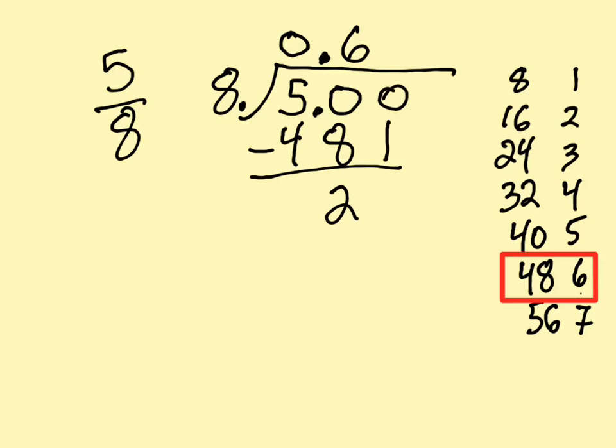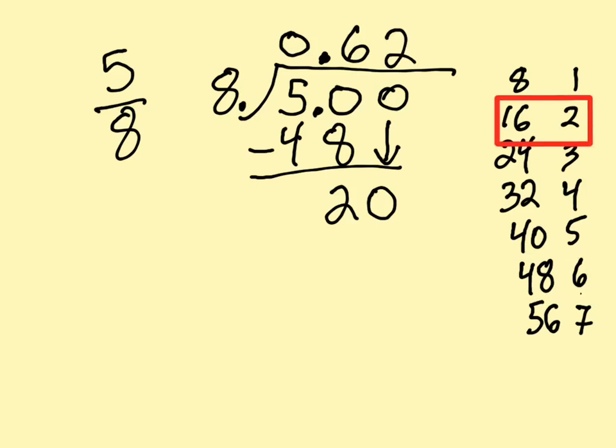We append a 0, bring it down. Now we have 20. Well, we look at our chart and see which number on the left is not bigger than 20. So that would be 16. So we have 2 times 8. So I'm going to put a 2 upstairs. And 2 times 8 is 16. And then we subtract those, and we get 4 as our difference.